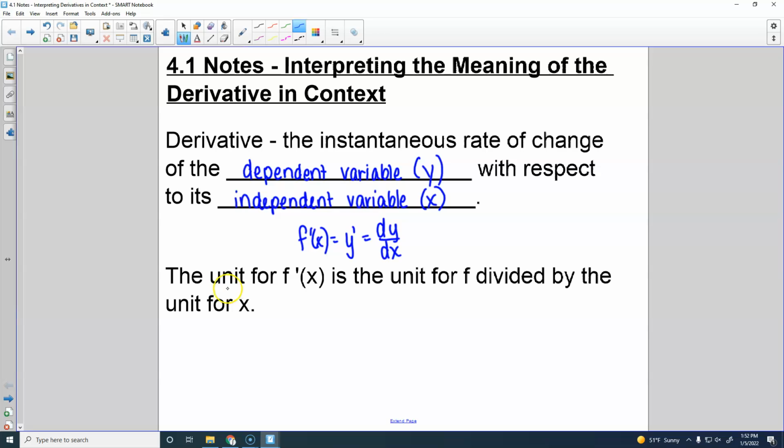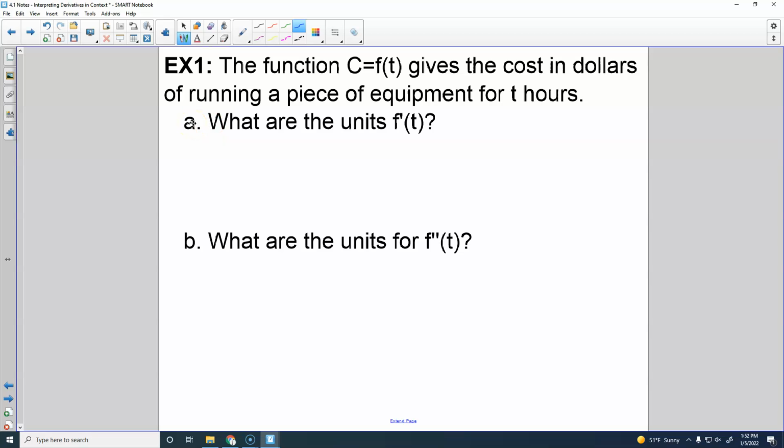The units for f prime of x, the derivative, are the unit for f, which is usually on your y-axis, divided by the unit for x. This is really important because a lot of problems ask you to give units with your answers, and if your units are not correct, you can't get that unit point. On these problems, we're just thinking about units, not actually working out a problem.